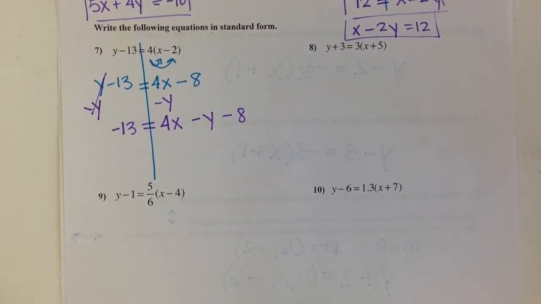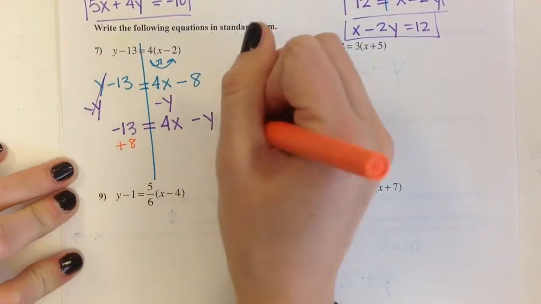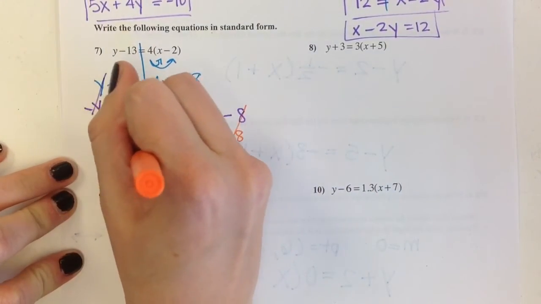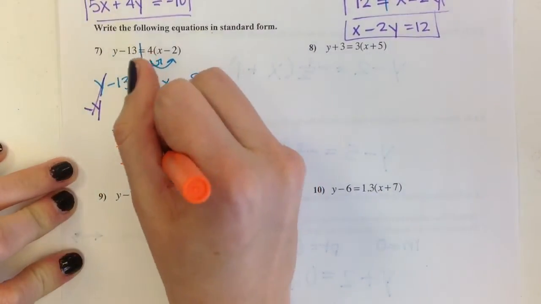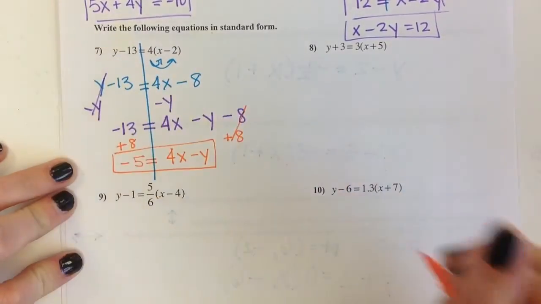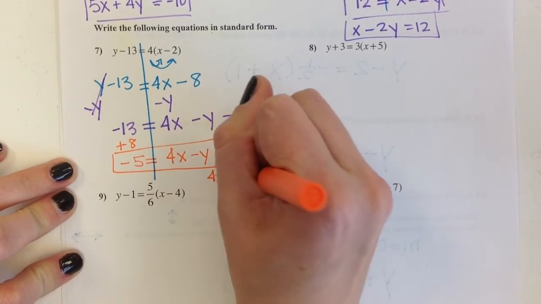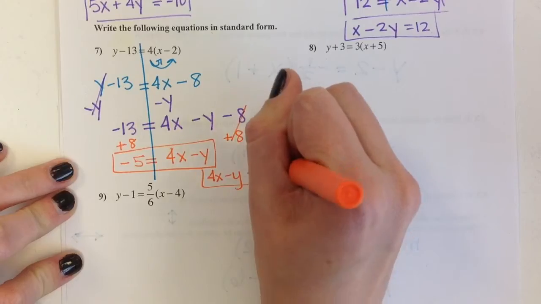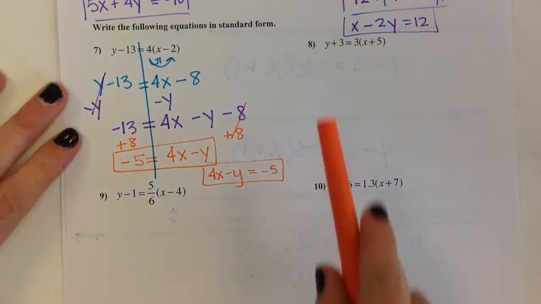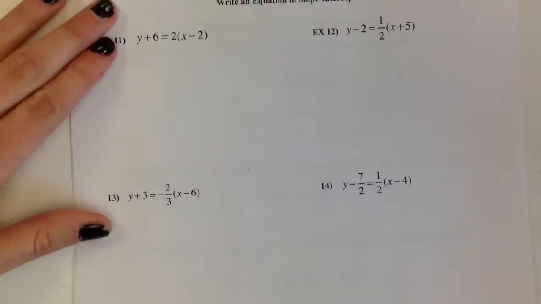Now I just need to move the constant. If I have minus 8, I'm going to move it to the other side by adding 8. Negative 13 plus 8 is negative 5 equals 4x minus y. So again, I can keep it that way, or I can rewrite this as 4x minus y equals negative 5. They both work. So I'm going to leave these 3, and we're going to move on to the other side.